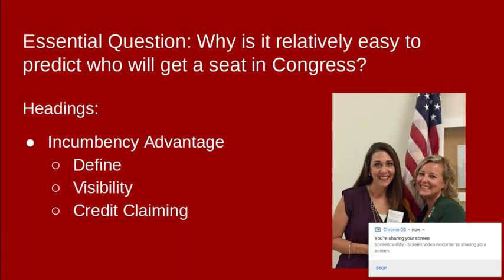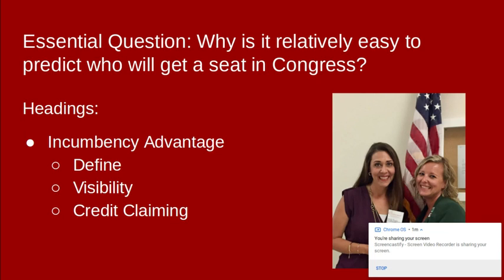And we're going to focus a little bit on visibility and credit claiming and this concept called casework and position taking and weak opponents. And then we're going to wrap up on this concept called gerrymandering, which sometimes people call gerrymandering. And along the way, we're going to do some activities. So we have a variety of things we're going to be looking at this week. And hopefully this will help you understand some major issues that are happening in government. So let's jump right into it by talking about the incumbency advantage.